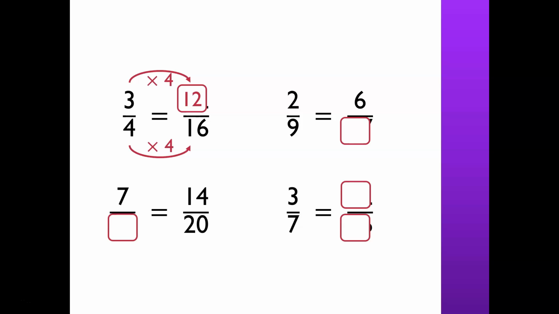In the second example, the numerator has been multiplied by 3, so the denominator must also be multiplied by 3. 9 times 3 is equal to 27. So 2 parts of 9 is the same as 6 parts of 27.